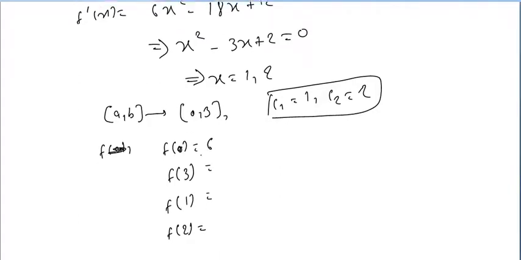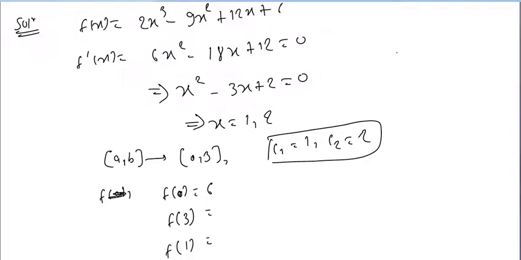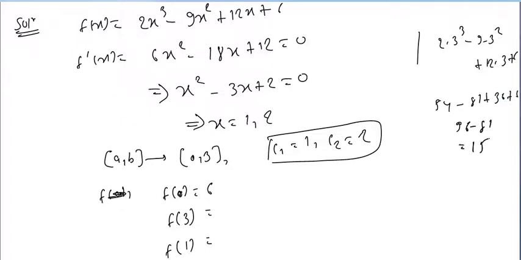And what is f of 3? f of 3, just check here. f of 3 is 2 into 3 cube minus 9 into 3 square plus 12 into 3 plus 6, that is, this will be 54 minus 81 plus 36 plus 6. So this will be 54 and 36, that is 90, plus 6 is 96, 96 minus 81 will be 15. So f of 3 is 15.